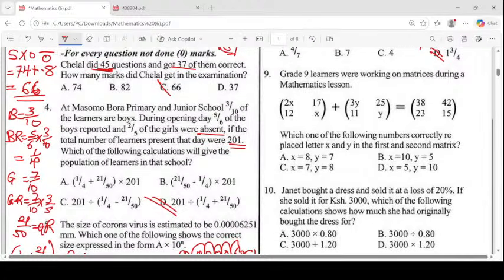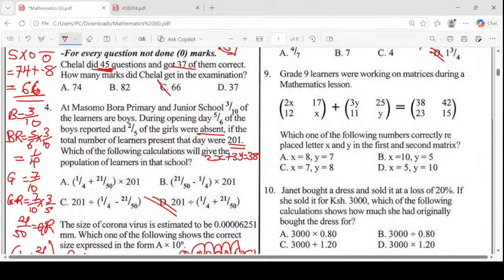Let me have a look at question number 9 now. Grade 9 learners were working on matrices during a mathematics lesson. 2x, 12, 17x plus this matrix to give you this. Which of the following numbers correctly replaced letters x and y in the first and second matrix? So how do we address this question? This means 2x plus 3y should be equal to 38.